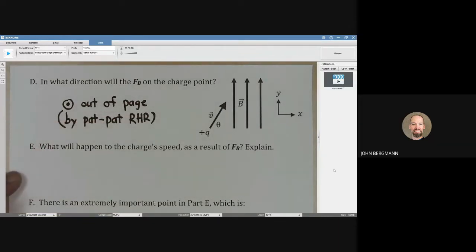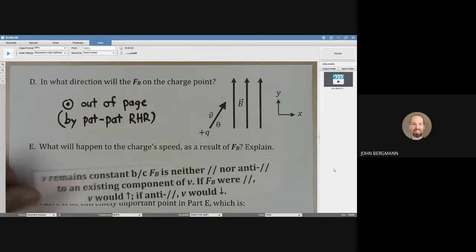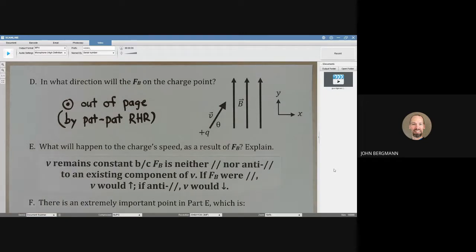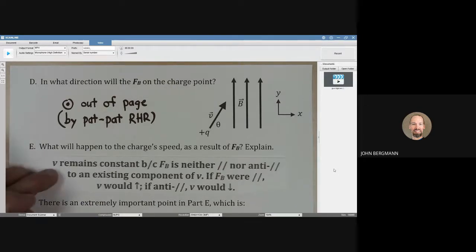What will happen to the charge's speed as a result of that magnetic force? We alluded to this just a second ago, and here it is in words. V remains constant because this magnetic force is neither parallel nor anti-parallel to an existing component of V. If the magnetic force were parallel to an existing component, then the speed would increase. If it were anti-parallel, the speed would decrease.